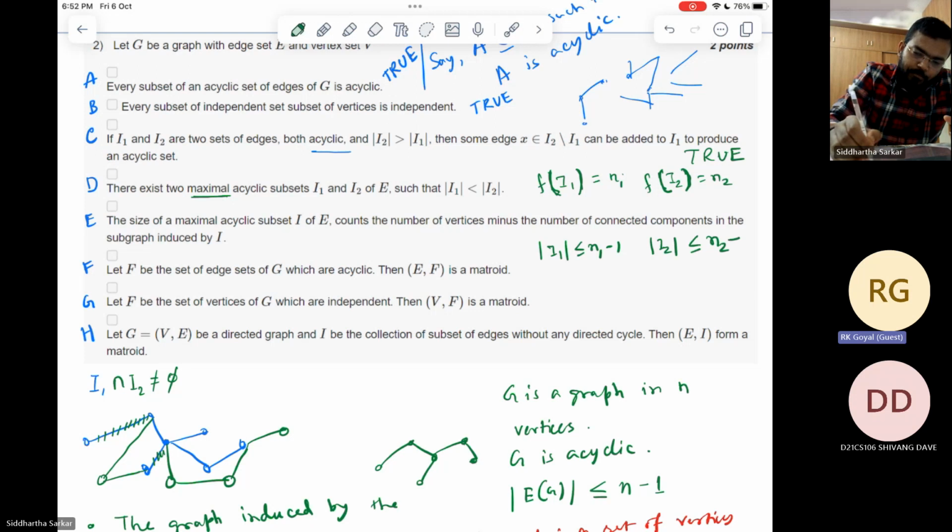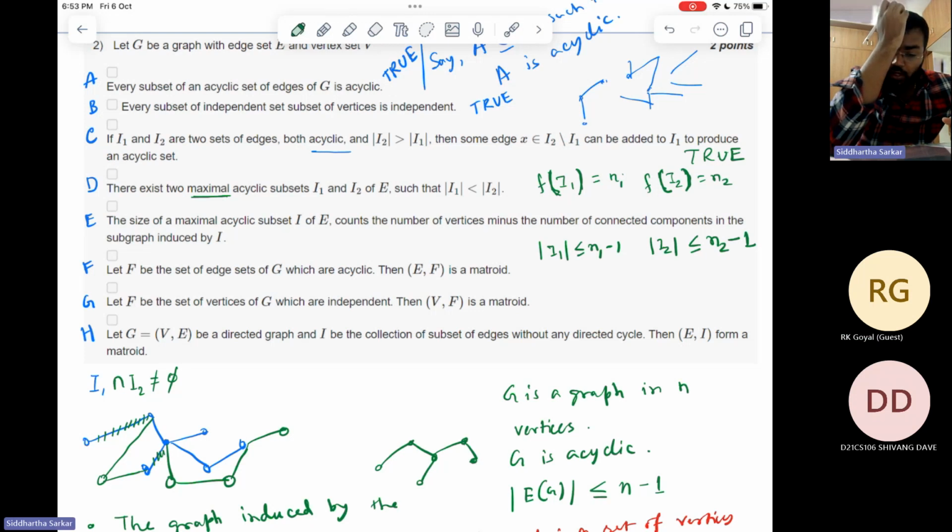And the total number of the vertices would be n1 plus n2. So in any case, the total number of the edges would be bounded by that. But it is not necessary that the entire graph is covered; maybe some of the edges are not in I1 and I2, but they are in the connected components of the induced graph. Yes.